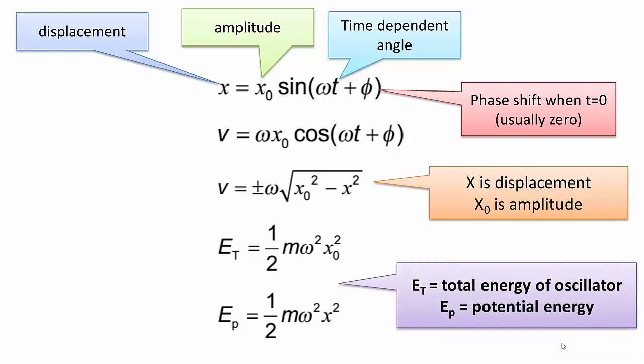And these last two are about the total energy and the potential energy. So that's the total energy of the oscillator, which depends on the mass of the oscillator. It depends on the angular speed, omega. It depends on the amplitude as well. That gives the total energy. The potential energy depends on the same things, except instead of the maximum displacement, it's the displacement at the time. So obviously, if the displacement is 0, the potential energy will be 0.